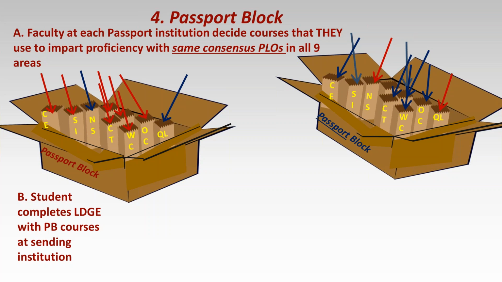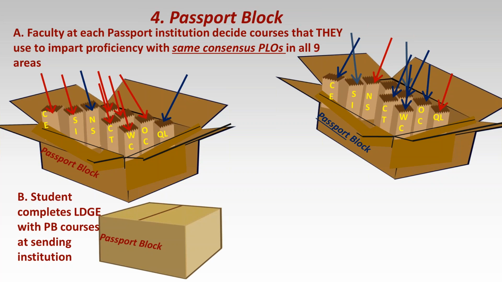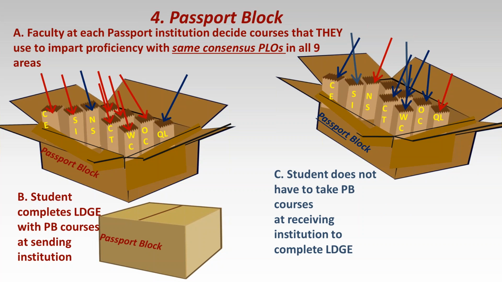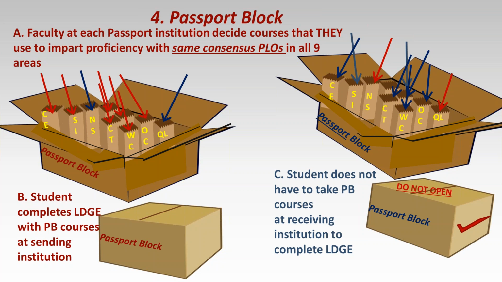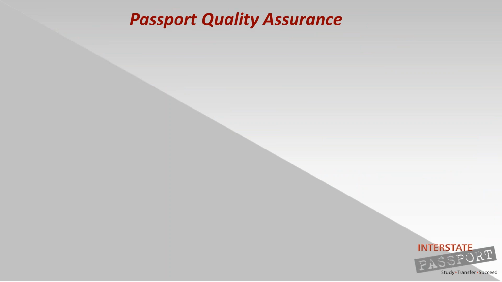So when a student completes a lower division GE with the learning outcome, with the experiences at a sending institution, that student's passport block box is sealed. The student has accomplished proficiency with those learning outcomes using the devices employed by the faculty at the red institution. The student then transfers to the blue institution and brings with him or her the sealed box, and the receiving institution does not open up the red box, and it does not require the student to take any of the courses or learning experiences that the blue institution has put in their passport block in order to accomplish the learning outcomes for lower division general education.